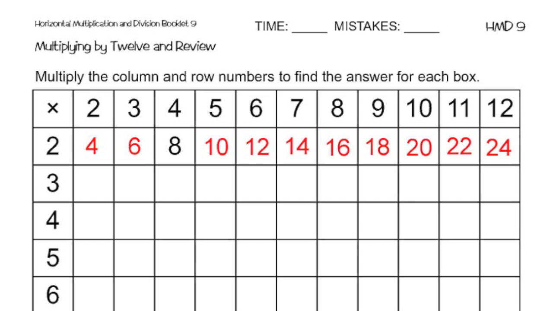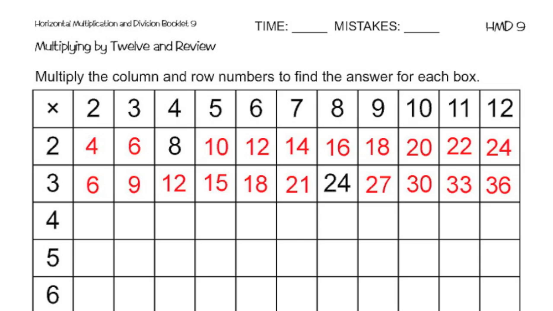Now let's drop down another row. So let's do 3 times 2. The 3 on the left and the 2 up top, that's going to be 6. Then the 3 on the left and the 3 up top, that's going to be 9. And follow the same pattern. 12, 15, 18, all the way over until you get to 36.